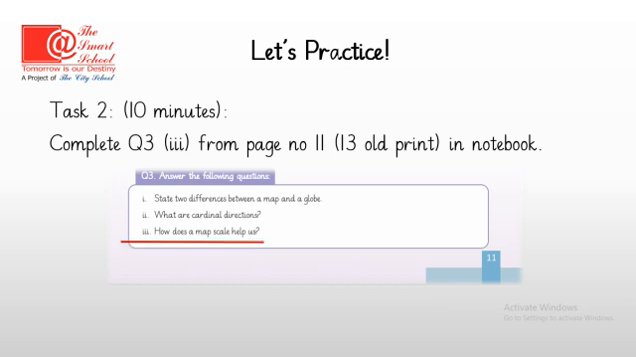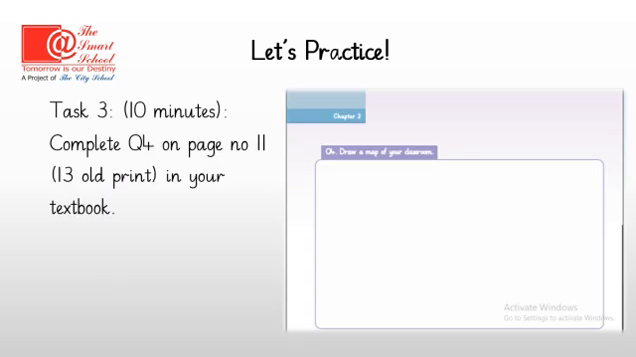Now we have got some homework. You have to complete question number 4 on page number 11 in your textbook. Students having old print will find this exercise on page number 13. You can see question number 4 is to draw a map of your classroom. So I hope that whatever features we discussed today are clear to you, and you need to practice finding the distance on the map.